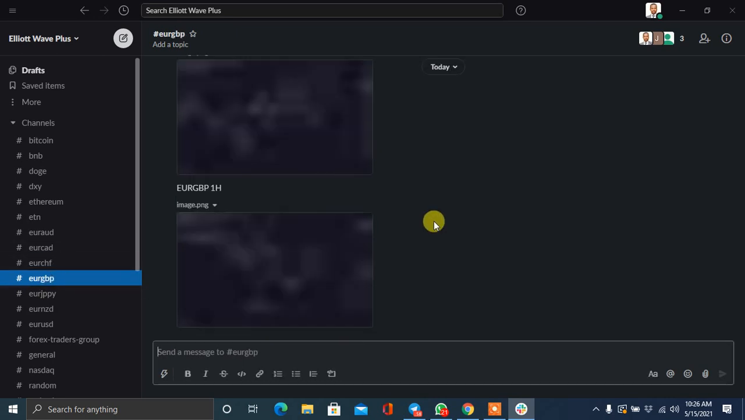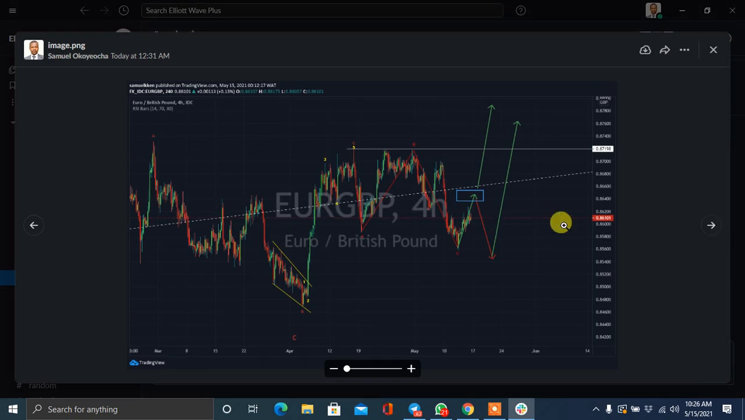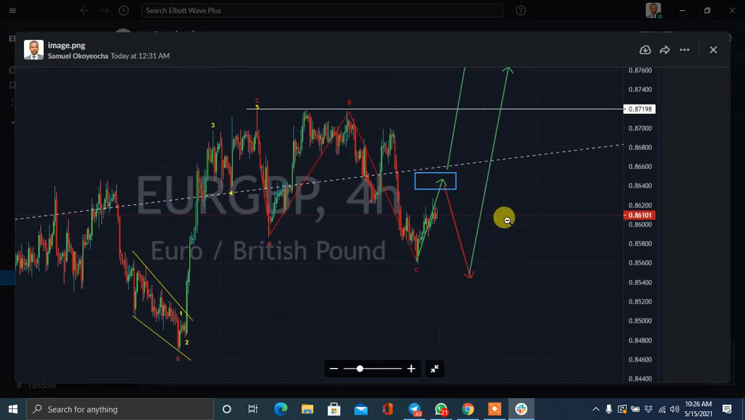Euro GBP. Two things we have. This is all we need: the 3-wave pullbacks. This is even the bigger one, A, B, C. So the only thing is that we're looking for buy. We might have another drop, but it will likely not happen. If we get a little pullback, then we buy from here. The target will be above this very upper channel. So we are looking for buy on Euro GBP.